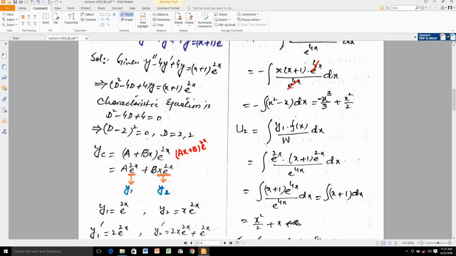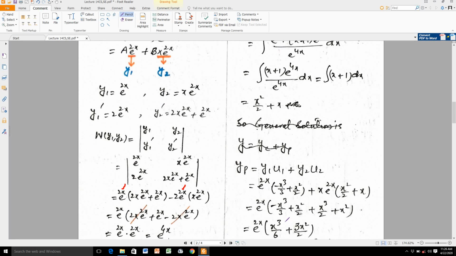This e raised to the power 2x and this e raised to the power 2x, basis same, powers add. By using the property of exponent, it becomes e raised to the power 4x. This e raised to the power 4x cancels with this e raised to the power 4x, and after simplification you get x plus 1 dx. When you integrate this, you get x square over 2 plus x.